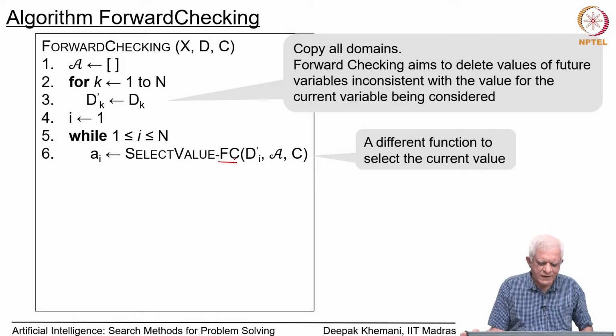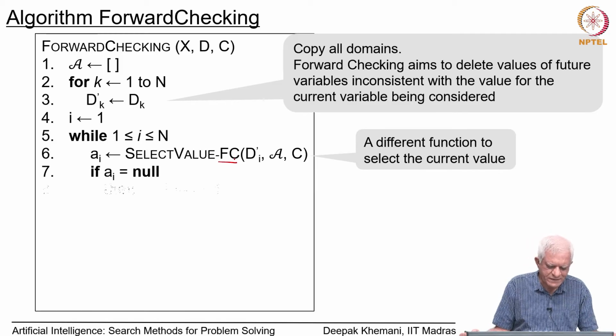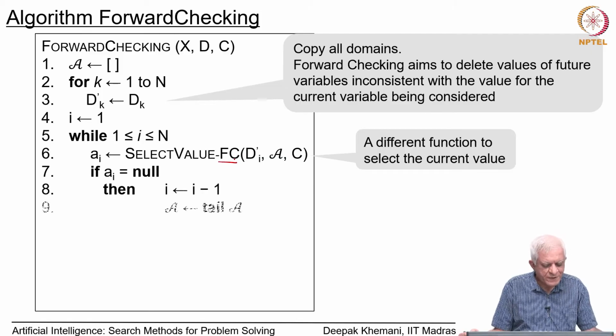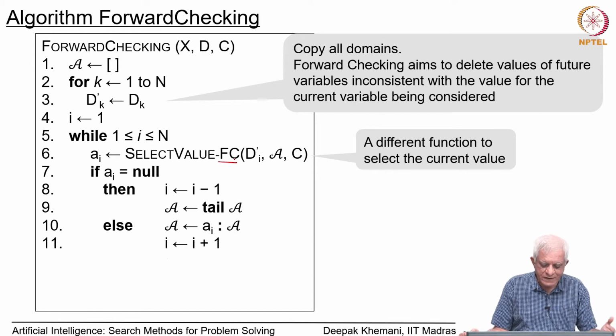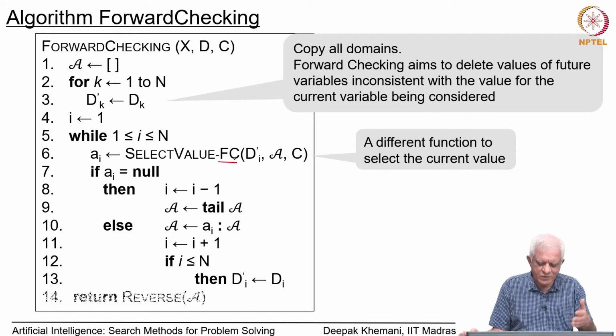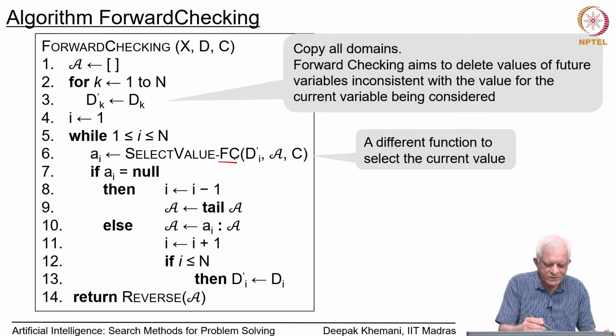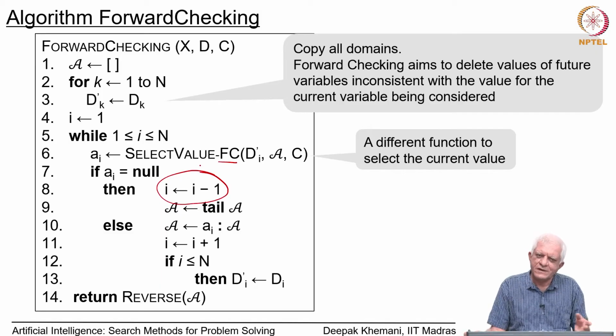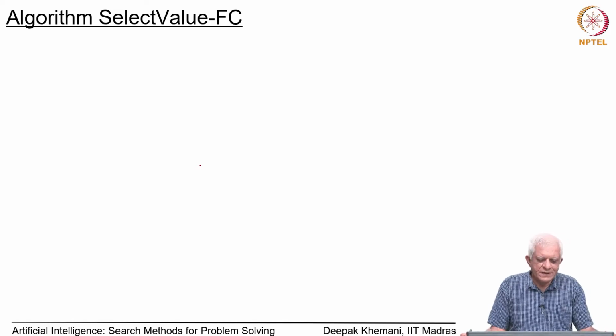So, after we have got a value, the rest of the algorithm is like backtracking itself. In fact, it is the same piece of code that you can reuse. If the value is empty, then backtrack, and if the value is not empty, then augment the assignment and go on to the next variable essentially. What I said a short while ago is that if you were doing intelligent backtracking, instead of saying i equals i minus 1, you would do something more interesting, but which we will not look at here.